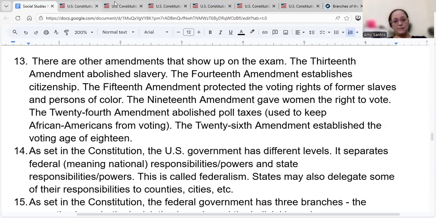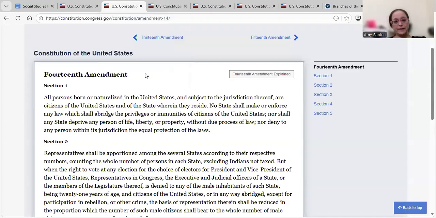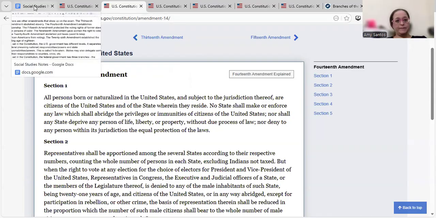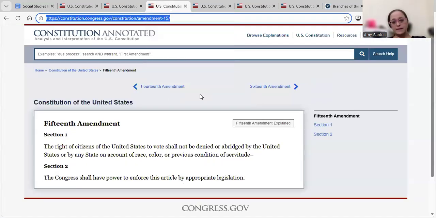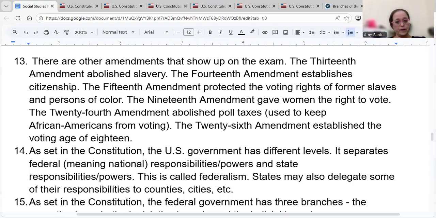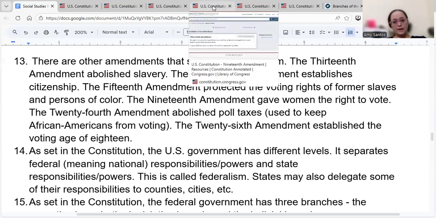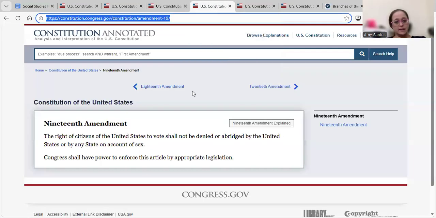The 14th Amendment, which establishes citizenship, that one might show up. The 15th Amendment protects the voting rights of former slaves and persons of color. So that's another one that might show up on the exam. The 19th Amendment gave women the right to vote. That's another one that might show up on the exam.